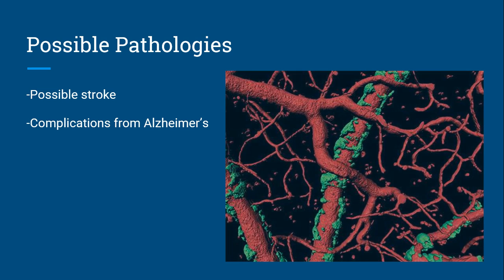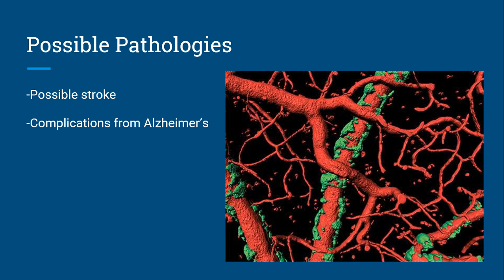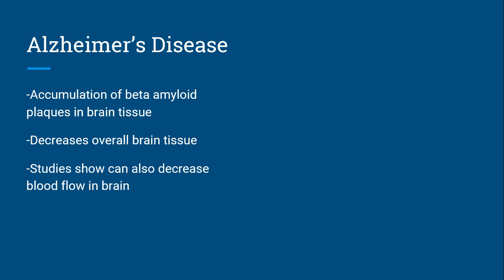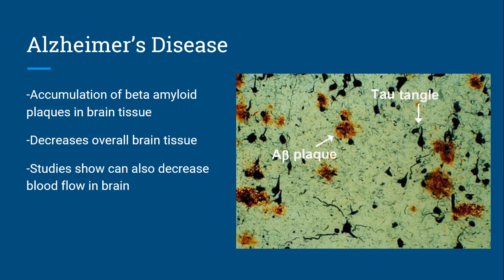Possible pathologies here could have been a possible stroke, or complications from her Alzheimer's. This is showing some of the occluded blood vessels. One of the possible side effects of Alzheimer's is the occlusion of different blood vessels. Alzheimer's is actually an accumulation of beta amyloid plaques in the brain tissue, which decreases the overall brain tissue. Studies show they can also decrease the blood flow in the brain. This again is not one of our own tissue samples, but it is showing the beta amyloid plaques and how these cause a decrease in overall brain tissue.